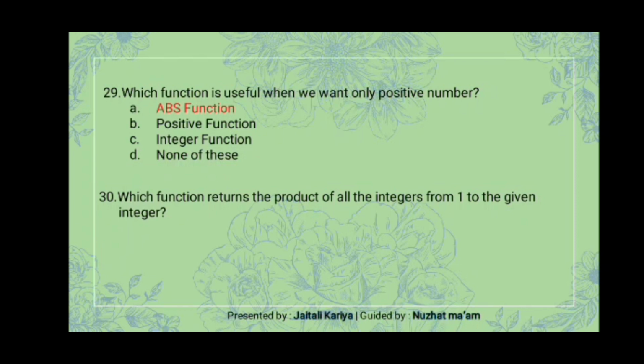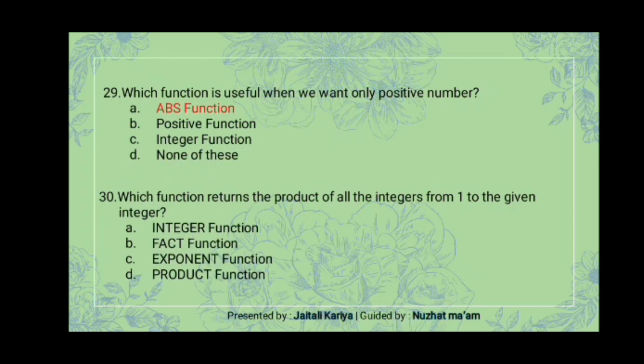30. Which function returns the product of all the integers from 1 to the given integer? A. Integer function, B. Fact function, C. Exponent function, and D. Product function. And the correct answer is B, that is fact function.